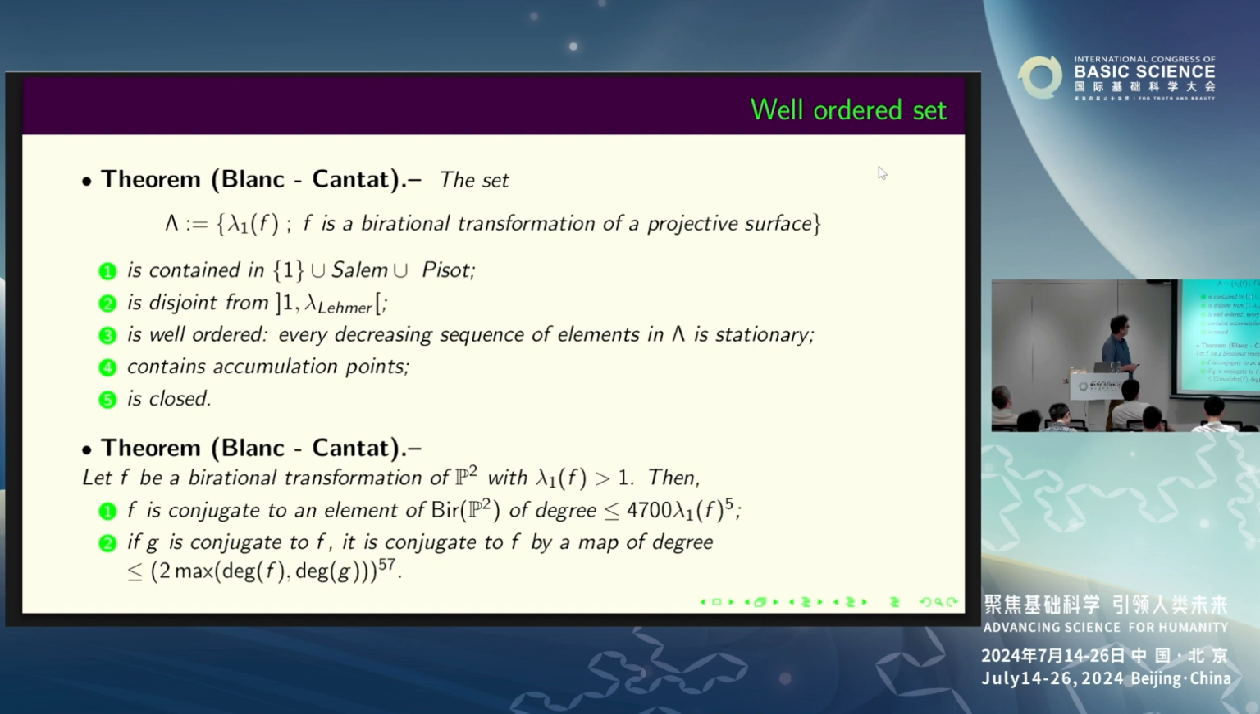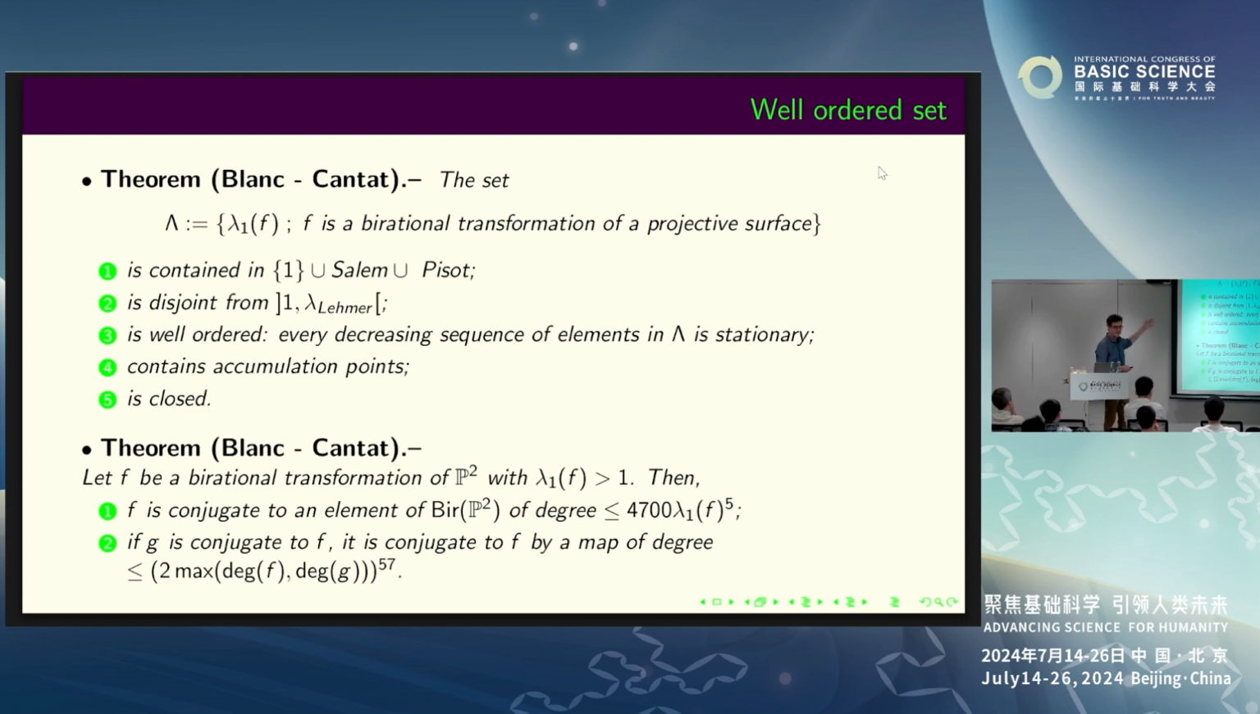It's contained in the union of 1, the set of Salem numbers, and the set of Pisot numbers. The first statement is the consequence of the theorem of Diller and Favre from two slides ago. So this statement is just a Diller-Favre consequence. This set is disjoint from the interval between 1 and the Lehmer number if you remove 1 and the Lehmer number. This is just a consequence of the previous theorem.